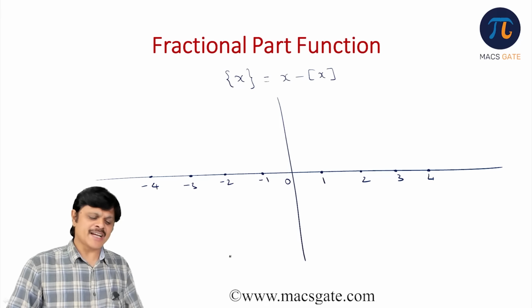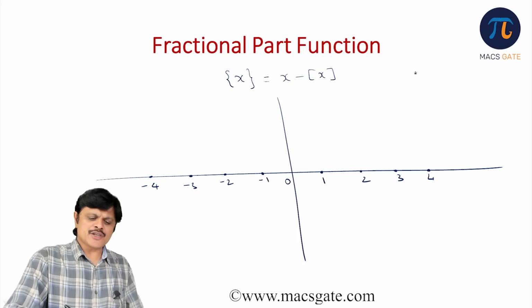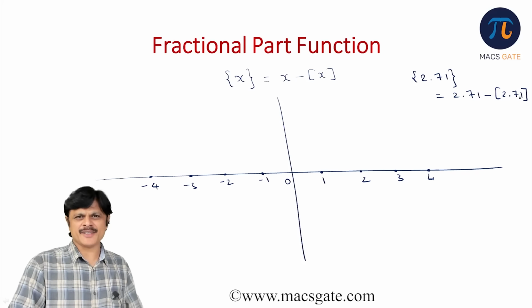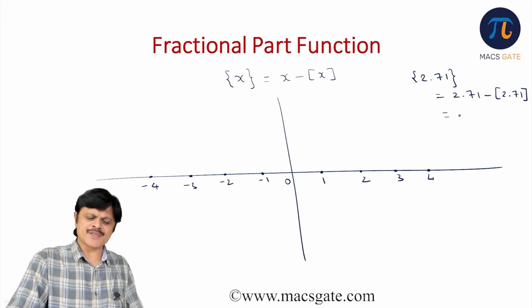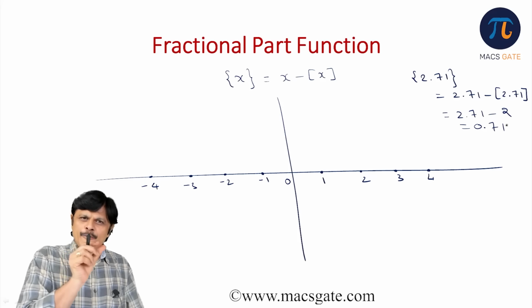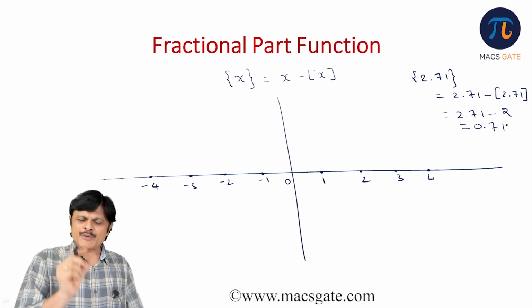The next one is the fractional part function. Suppose you have something like 2.71. The fractional part function is 2.71 minus the bracket function. The greatest integer function can also be called the bracket function, or the floor function; different names are there. So for 2.71, the greatest integer function removes the fractional part, so it is 2. What you get is the fractional part. Whatever fractional part is there, only that would be your answer.